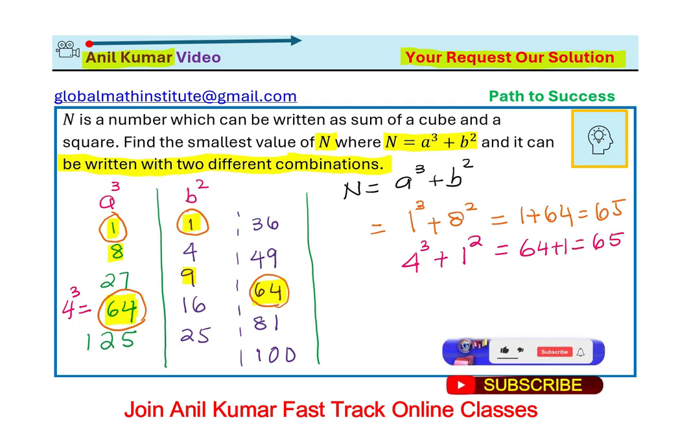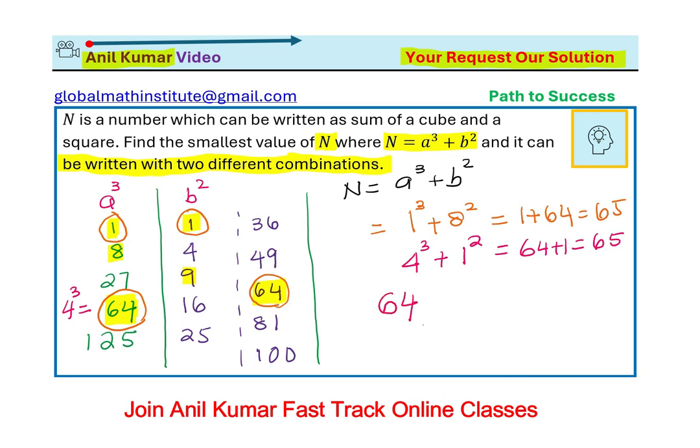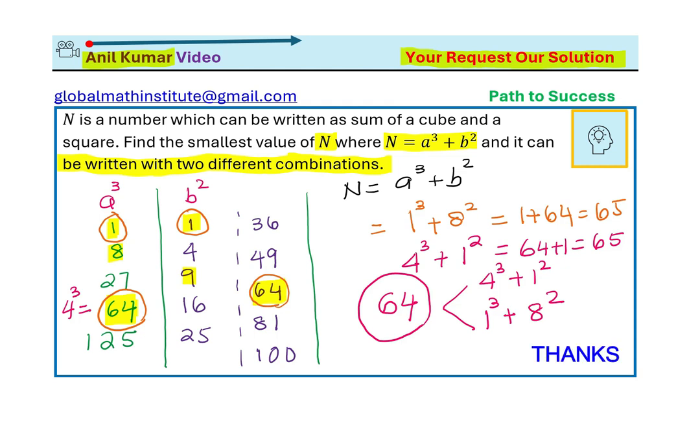So once you go through this list, you realize that the lowest number which can be written as a combination of cube and a square in two different ways is 65. As you can see here, we could write this as 4 cube plus 1 square or 1 cube plus 8 square. Makes sense. That is how this question should be answered. I hope the concept is absolutely clear.